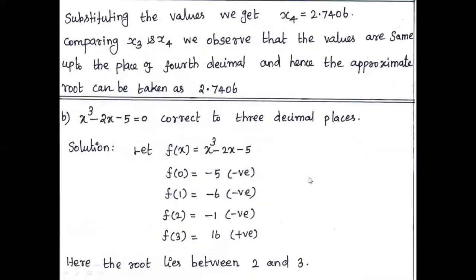So comparing x3 and x4, we observe that the values are the same up to the fourth decimal place, and hence the approximate root can be taken as 2.7406. That means the last iterative value is always the best iteration. So we have to consider the last iterative value, that means the fourth approximation, 2.7406, as the final answer.